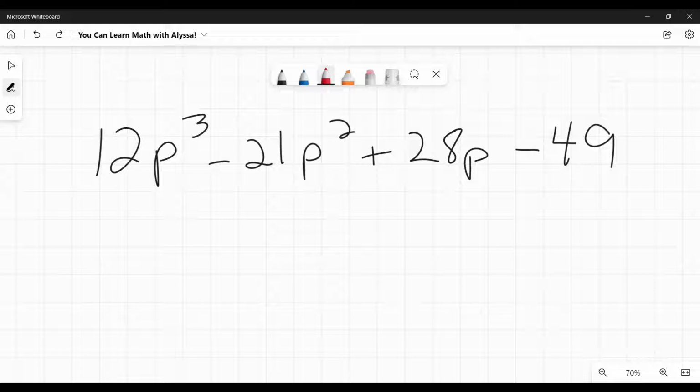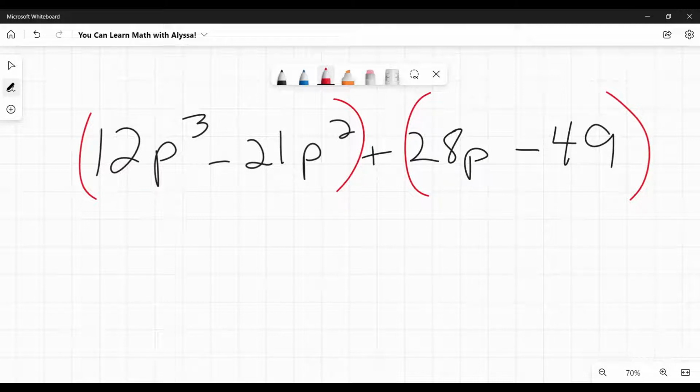Grouping, you start with just what it sounds like. You're going to put these into 2 groups. The first 2, the cube and the square, and the last 2, the one with the lone variable and the one with nothing. Now the goal for this is to pull a factor out of each group. It is likely going to be the greatest common factor. I say likely just because there's that 1% chance where it's not the greatest common factor, and I don't want to say absolutes.